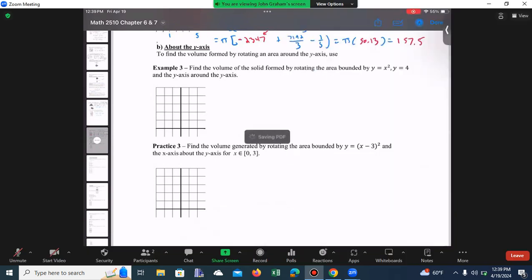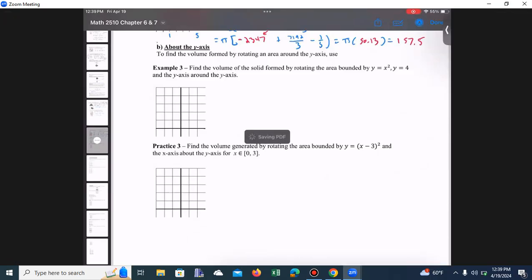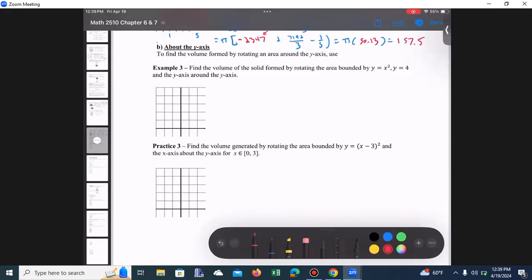Hi, this is Math 2510, and this video is part 2 of section 6.3. We're going to finish up what we were looking at before and then get into washers, and that'll be the end of this section.